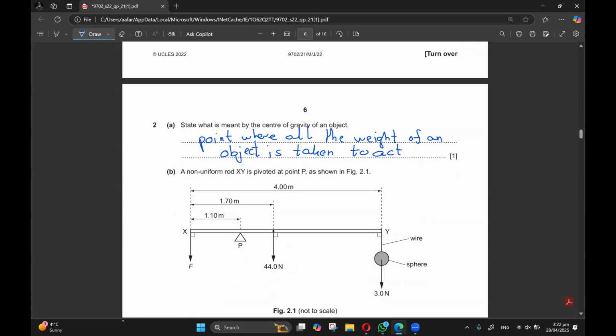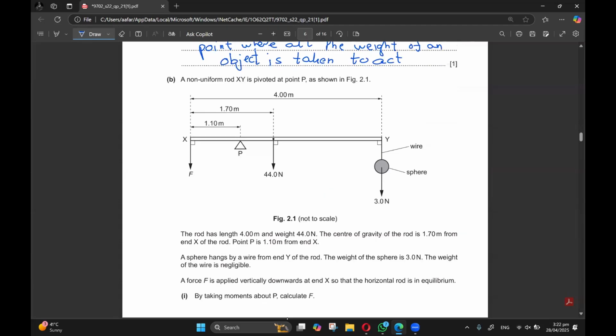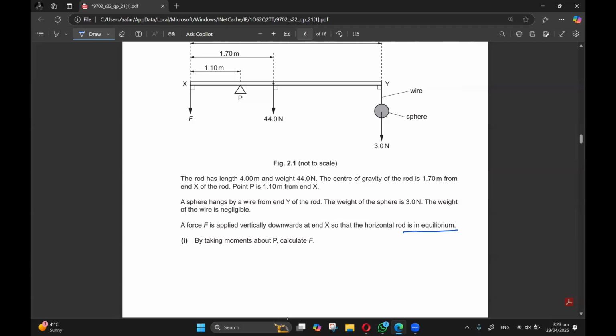A non-uniform rod XY is pivoted at point P. The rod has length 4 meter and weight 44 Newton. Center of gravity of the rod is 1.7 meter from the end X of the rod, point P is 1.1 meter from end X. A sphere hangs by a wire from end Y of the rod. Weight of the sphere is 3 Newton. Weight of the wire is negligible. Force F is applied vertically downwards at X so that the horizontal rod is in equilibrium. By taking moments about P, calculate F.